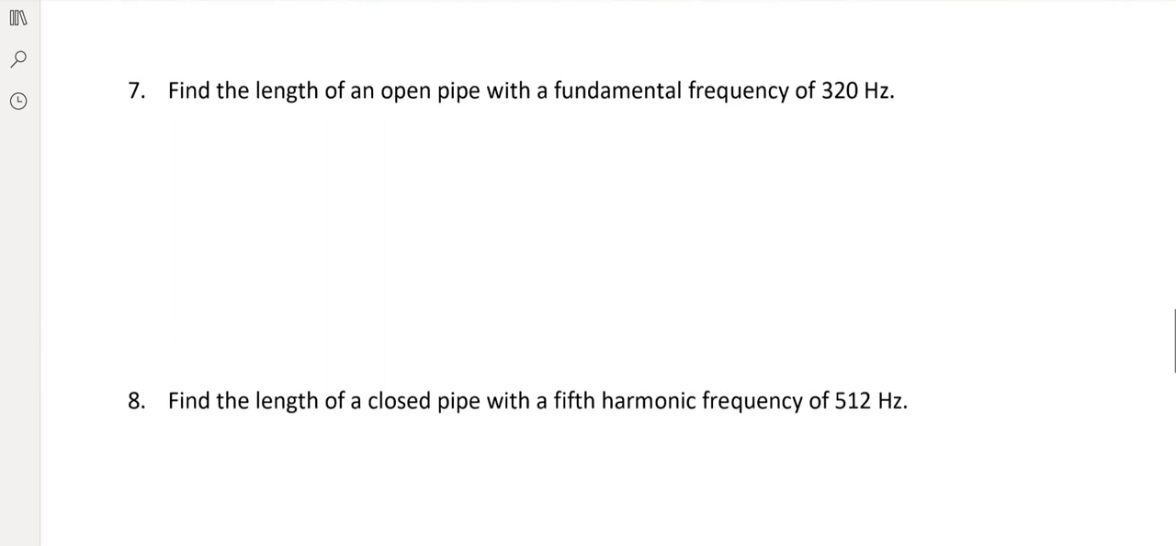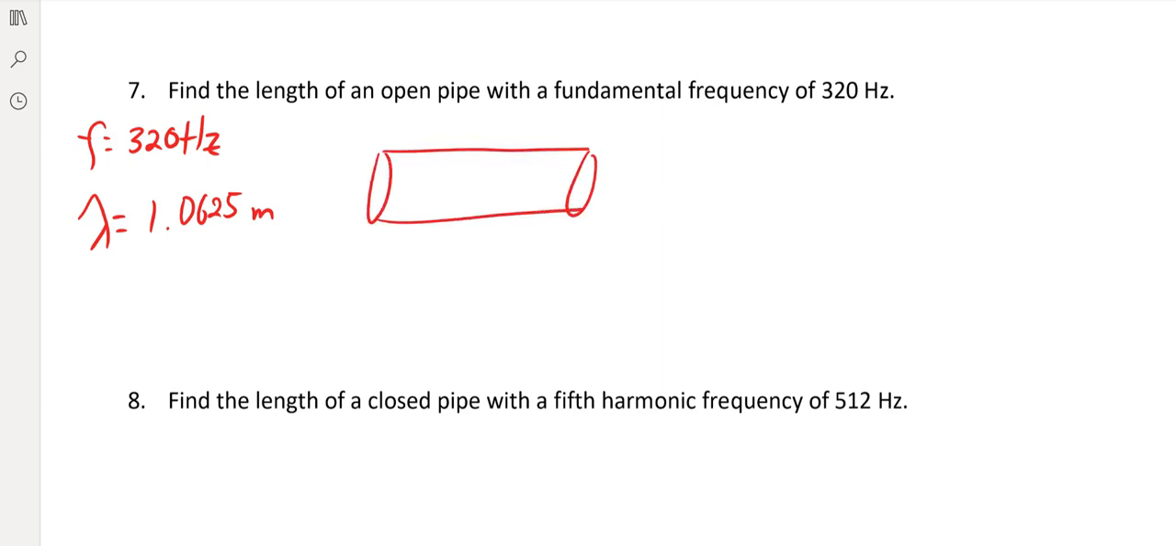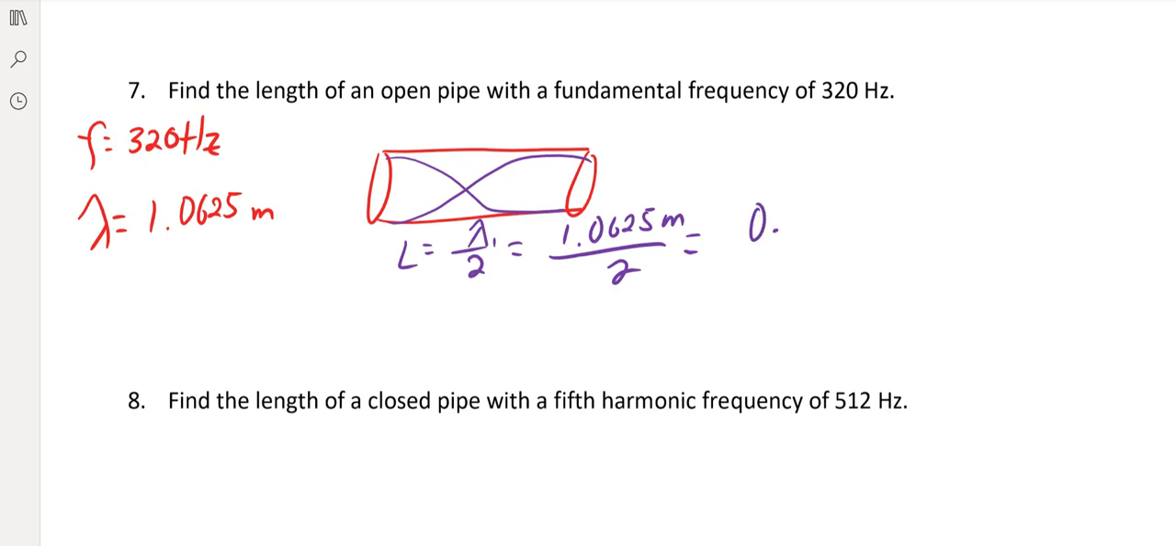Number 7, find the length of an open pipe with a fundamental frequency of 320. So once again, we have a frequency of 320 hertz. Same as the previous problem, so we know that the wavelength is 1.0625 meters. This is a fundamental of an open pipe, so we draw the open pipe, and the fundamental of that looks like this, and we know that the length of this pipe is lambda over 2. And so if we know the wavelength is 1.0625 meters, and we simply divide that by 2, we get a pipe that's twice as long as its closed pipe with the same frequency.